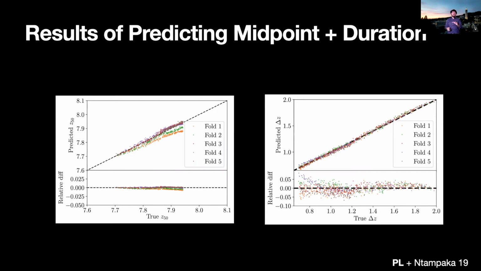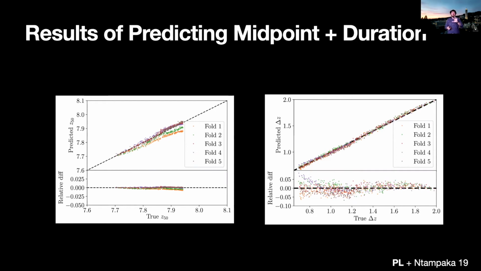And so what I've done here, just as a first step, is keep the midpoint of reionization relatively fixed, but change the duration. Again, these are with the semi-numeric reionization methods. This particular one was Z-reion. But the idea is that I want to be able to infer the reionization parameters just from the input images.